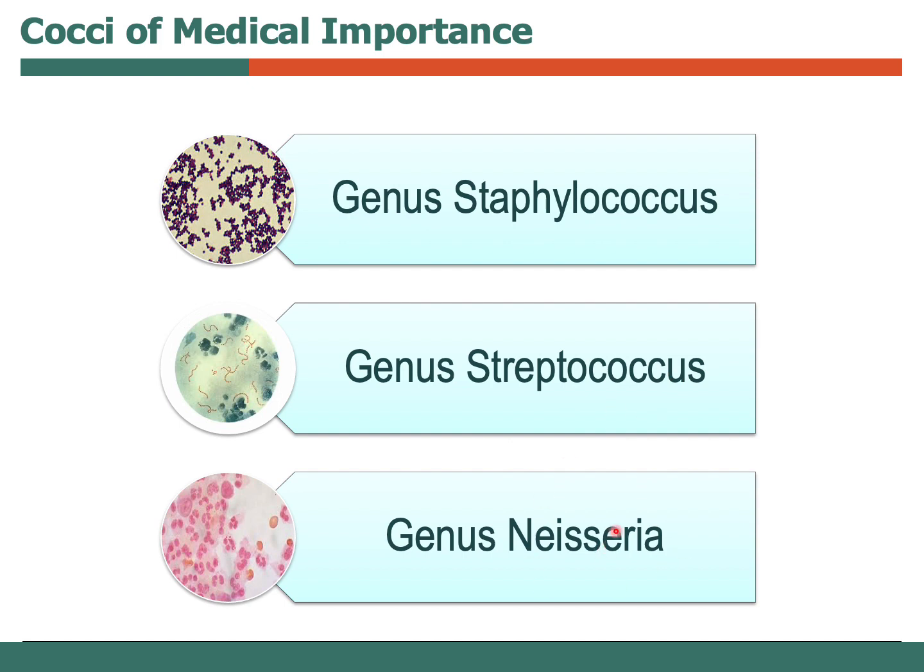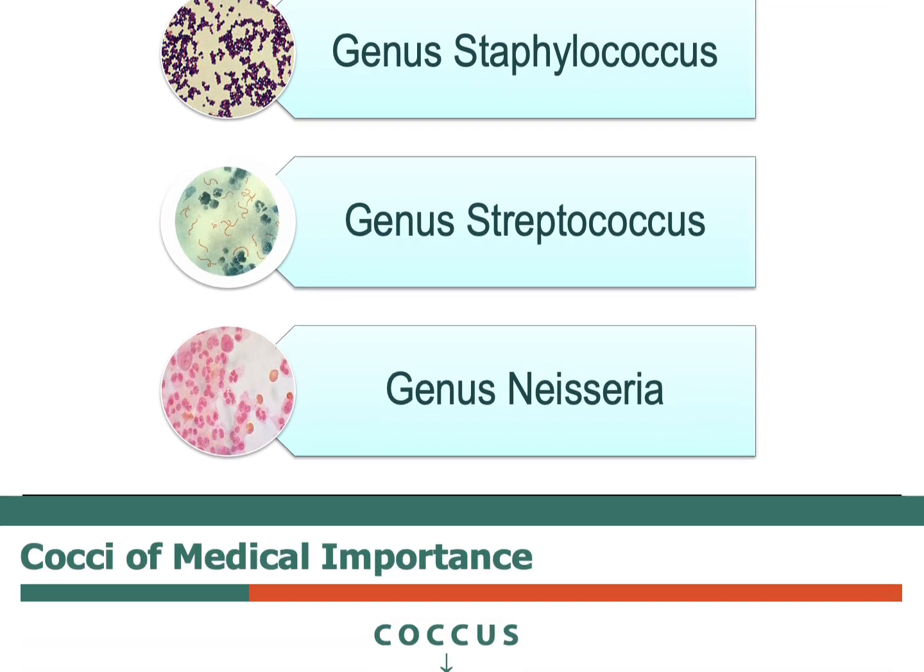For today's topic, we're gonna discuss the two cocci which have a gram-positive reaction to gram staining: genus Staphylococcus and genus Streptococcus. Genus Neisseria will be discussed by another preceptor. Since these two are gram positive, they take up the primary stain, crystal violet, so the color expected is purple or blue.